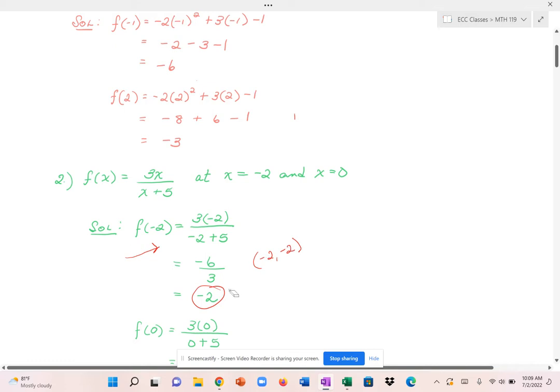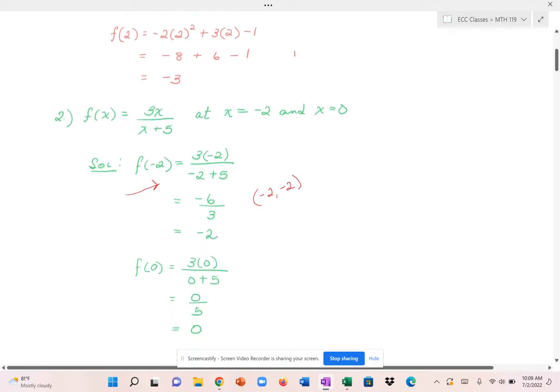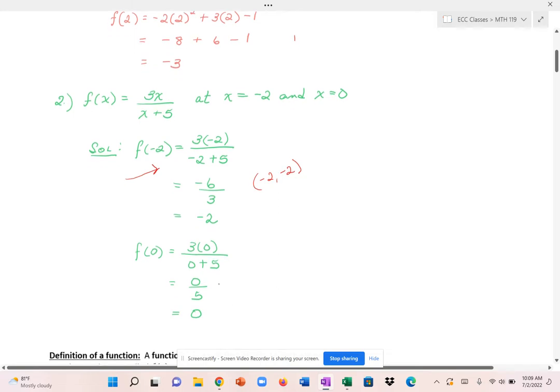And when you plug in 0, steps are similar. I have 3 times 0 over 0 plus 5. That leaves me with 0 over 5. So it is okay to have a 0 in the numerator. And so 0 divided by 5 gives me a value of 0. Remember, the reverse would not be okay. If that was what occurred, then your answer would be that it would be undefined. And when that's the case, then that value would simply not exist on the graph.